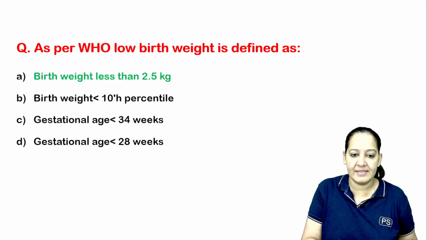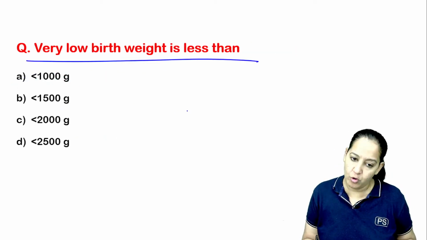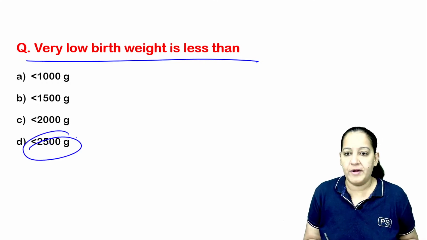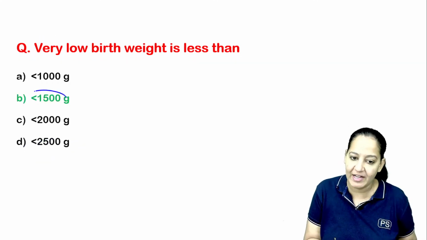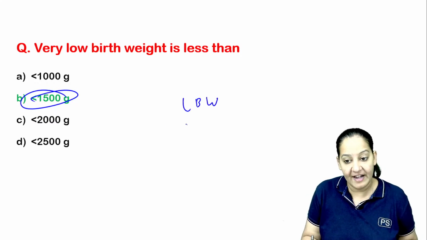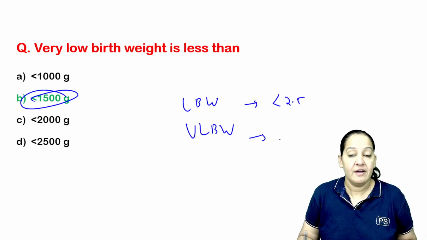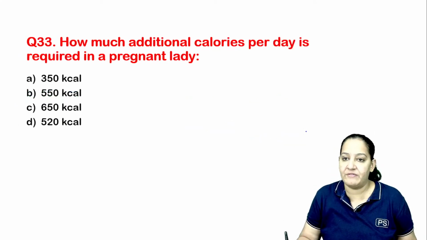Okay, yes, the correct answer is 2.5. Yes, very low birth weight. Low birth weight is 2.5. What is very low birth weight? So very low birth weight is 1.5. So there are two types, LBW and VLBW. LBW is less than 2.5 kg, VLBW is less than 1.5 kg.